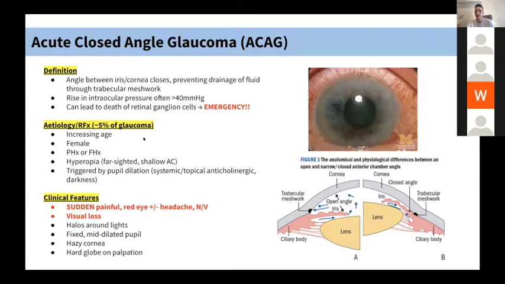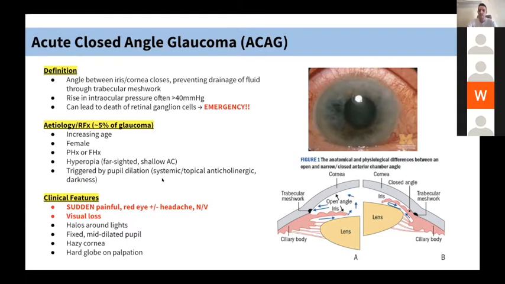It roughly accounts for about 5% of all glaucoma as well, the other 95% being just chronic buildup of pressure in the eye. Risk factors can be just increasing age. It's more common in females. If you've had a past history or family history of it, or just glaucoma in general. Hyperopia, so that's where you are farsighted, and because of that, you've got a shallower anterior chamber, and so the angle between the iris and cornea is going to be smaller just at your baseline.